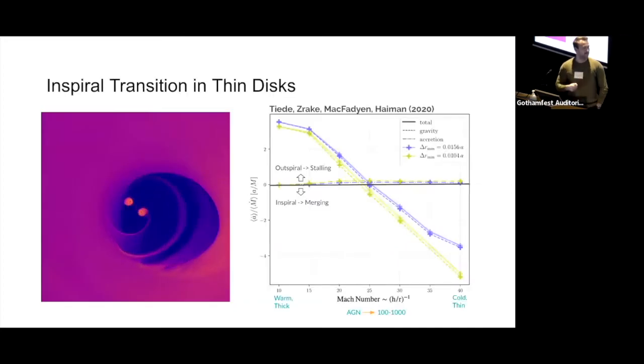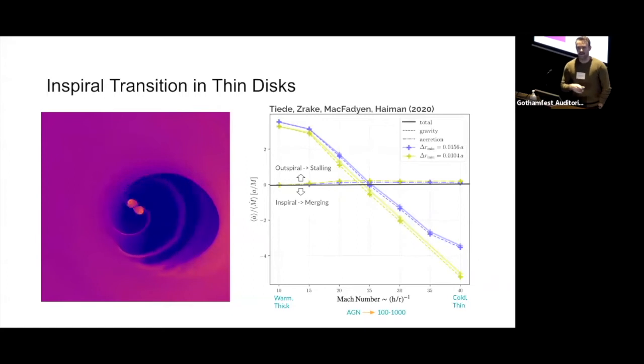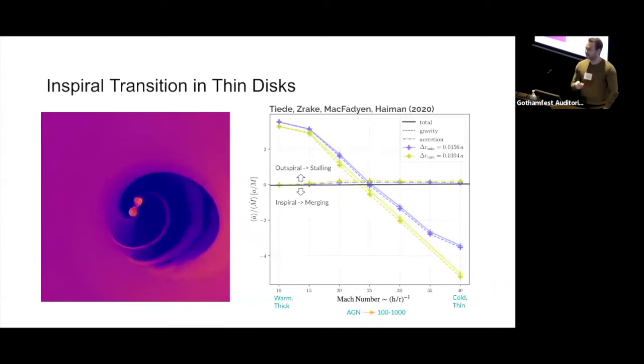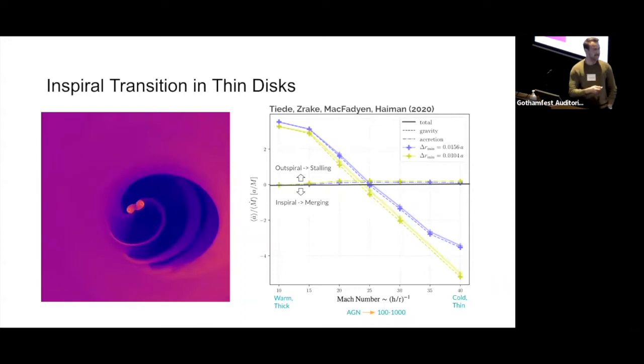And I like to work on hydro simulations of binaries embedded in accretion disks. And I like to think about the dynamics of these problems as well as their implications for things like LISA and PTA sources, potential LIGO binaries in AGN disks, or even some stellar binaries. On the right here is some work I did during the quarantine phase of the pandemic, where we looked at the dependence of the binary migration rate on the prescribed thickness of your disk.